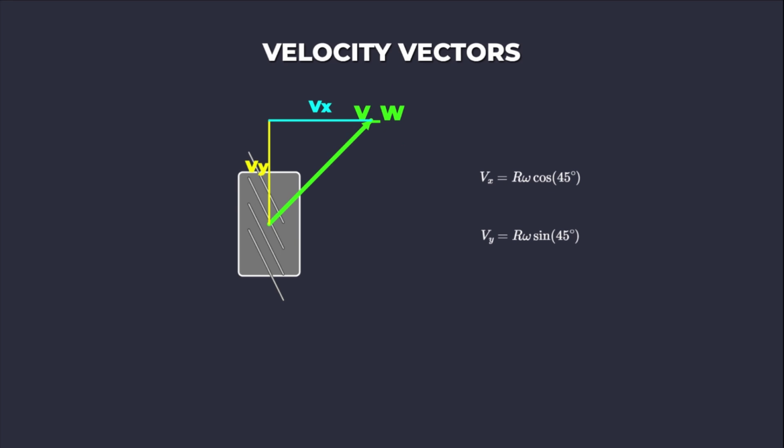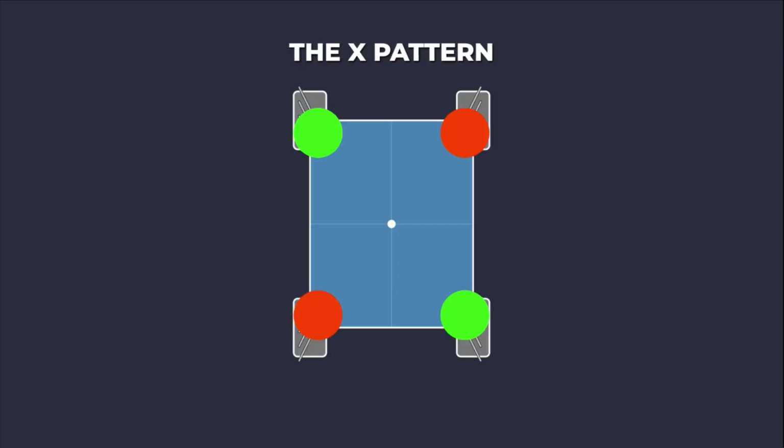Consider a single wheel rotating at angular velocity omega. The resulting velocity vector Vw has components Vx and Vy in the chassis frame. Since the roller angle is 45 degrees, the velocity vector Vw is defined by the wheel radius r and omega. Specifically, Vx equals r times omega times cosine 45 degrees, and Vy equals r times omega times sine 45 degrees.